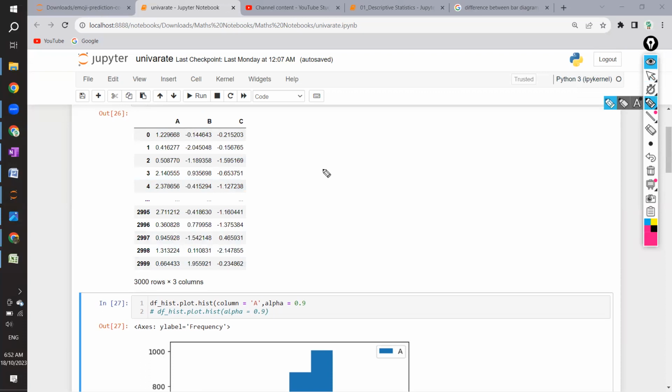its range might be from, let's say, 1 to 10. So from 1 to 10 you are having how many values? 3000 values. So obviously with 3000 values you cannot calculate the probability of each and every value. That's why we'll divide this overall 1 to 10 into certain bins.